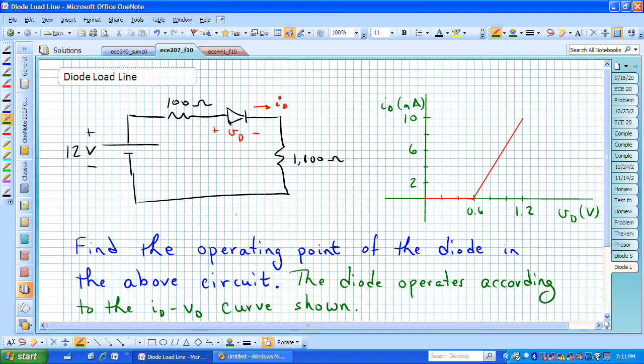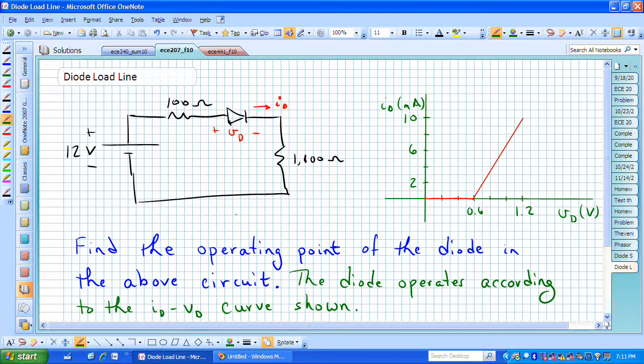What we're wanting to do is this particular circuit on the left will operate at all sorts of different combinations of voltage V sub D and current I sub D. We want to find the one point that not only satisfies the circuit on the left but also satisfies the diode current voltage relationship straight line approximation curve on the right.